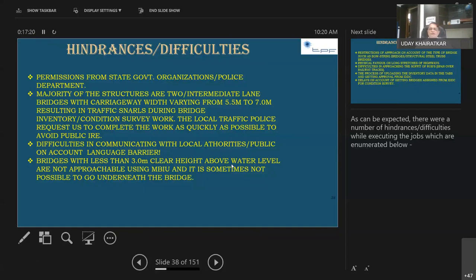Difficulty in communicating with local authorities, of course, that was also a problem because in the state of Kerala, mostly the Malayalam language is used. Sometimes English also is used. Bridges with less than 3 meter clear height above water level are not approachable using MBIU. There is a limitation to the MBIU. We cannot do inspection or condition survey of a bridge where the clear height from the surface of the bridge to the water level is less than 3 meters.